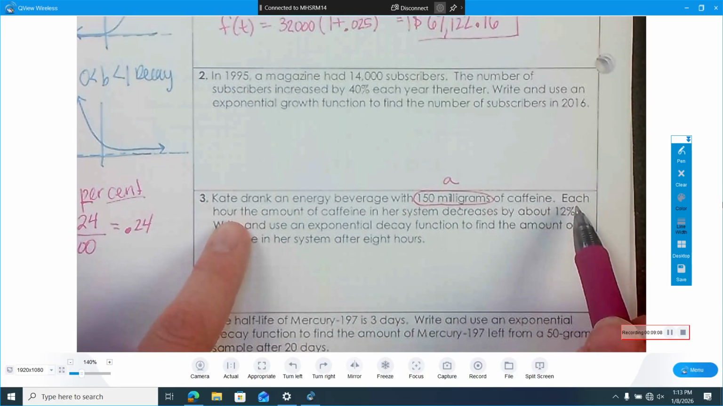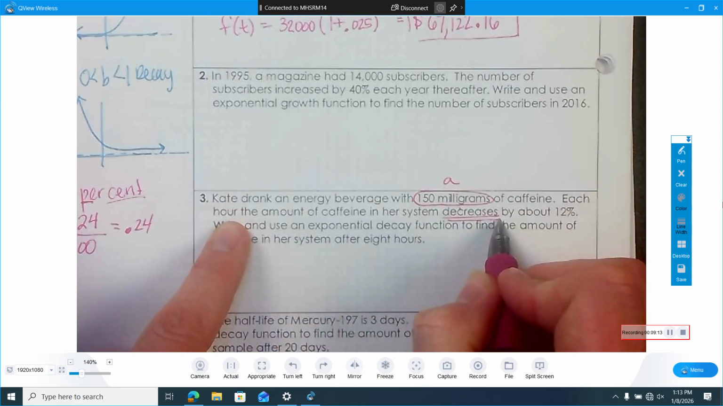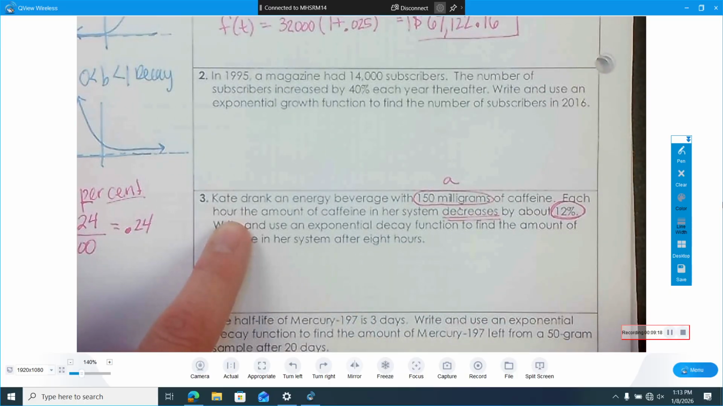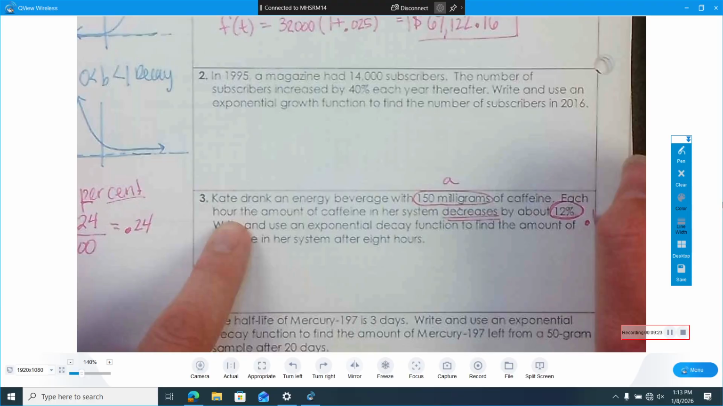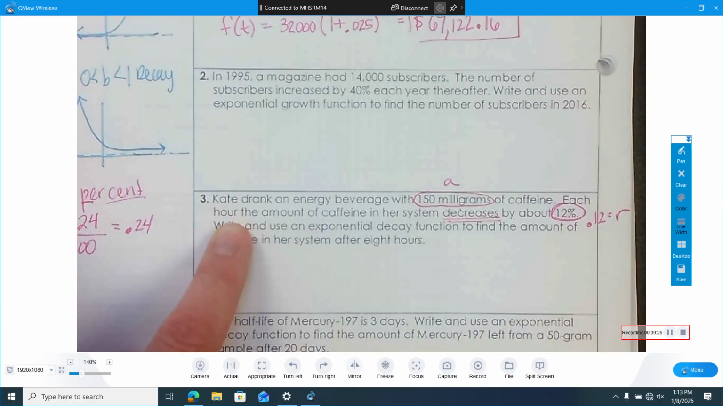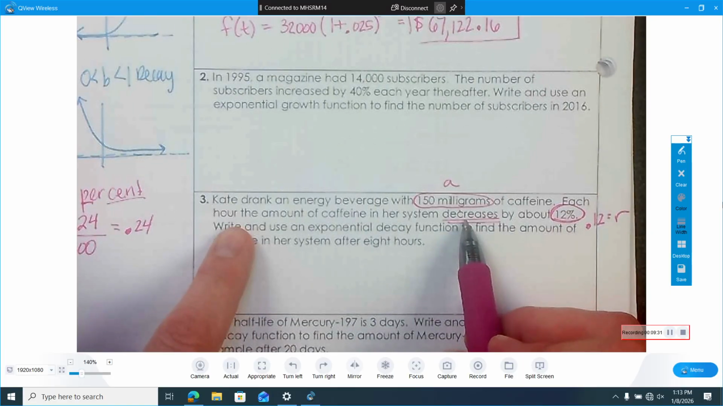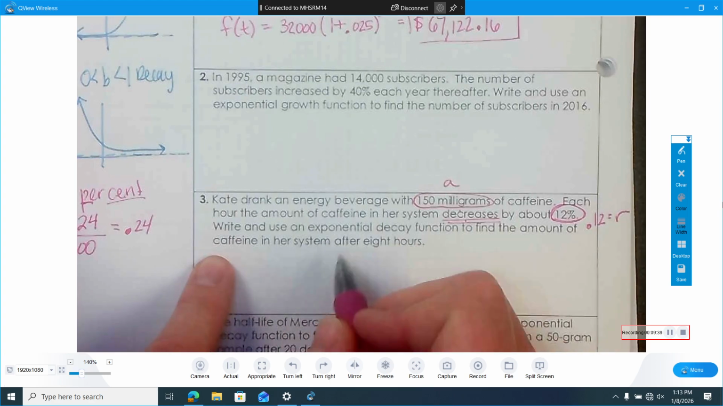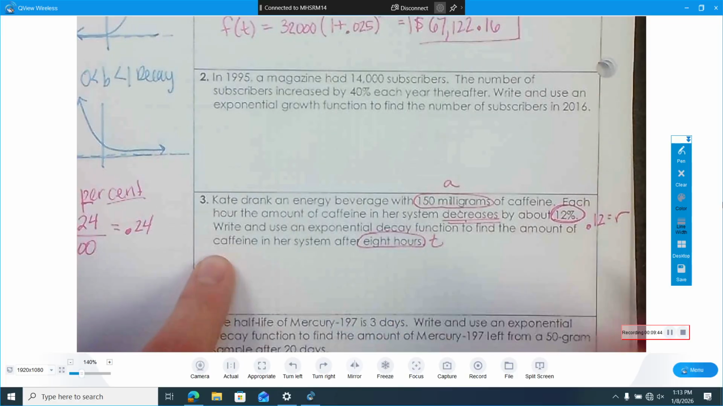Each hour, every single hour, the amount of caffeine in her system decreases by about 12%. What's the 12% for us? 0.12 is R. Very good. And then, if it's decreasing, is this exponential growth or exponential decay? Decay, good. Write and use an exponential decay function to find the amount of caffeine in her system after 8 hours. What do we do with the 8? T, that's time. Very good.